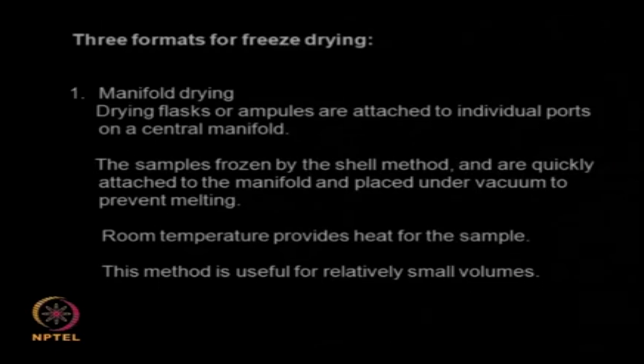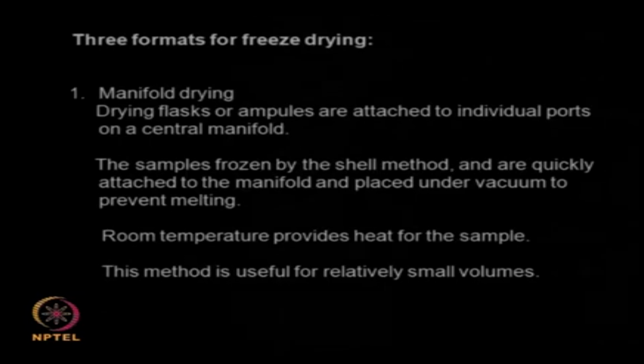So we have a central manifold, so you attach many ampules or drying flasks to the central manifold, and then the samples are frozen by the shell method. First the samples are frozen separately and then they are attached to the manifold, and then you apply the vacuum to prevent melting, and then you bring up the temperature. So room temperature provides the heat. Generally this type of method is very good for small volumes.